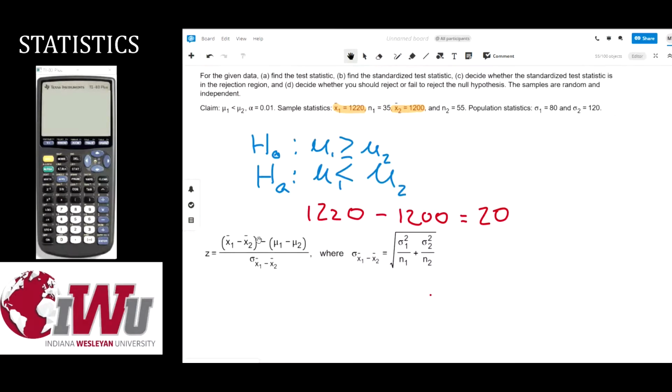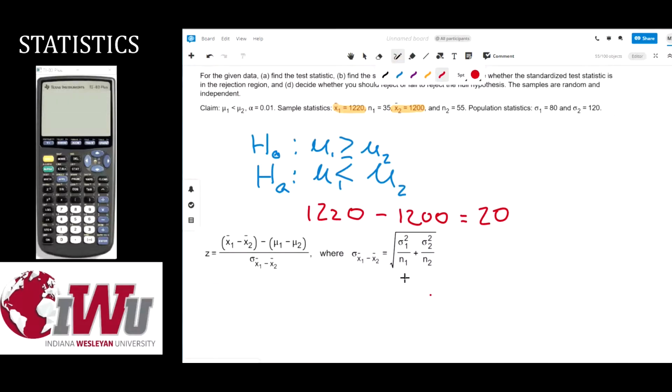Now we're going to use our formulas here. This is dealing with two means, two populations, two samples. So we're going to use these formulas, and let's keep going. First we need to calculate that standard error. So we need to get this part first. Let's plug in some values and get that.